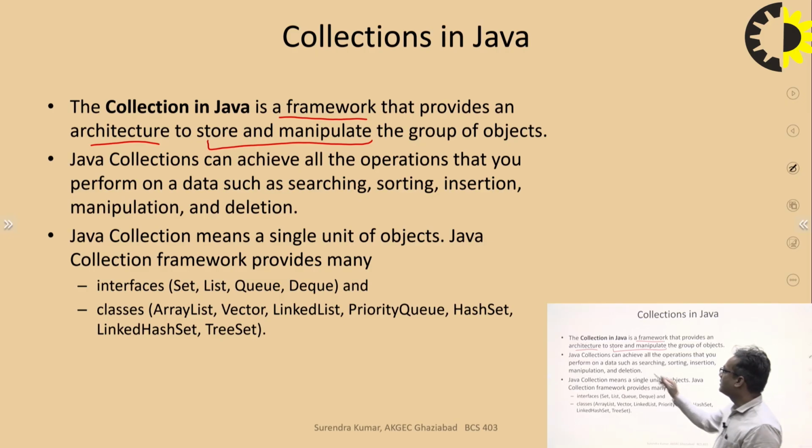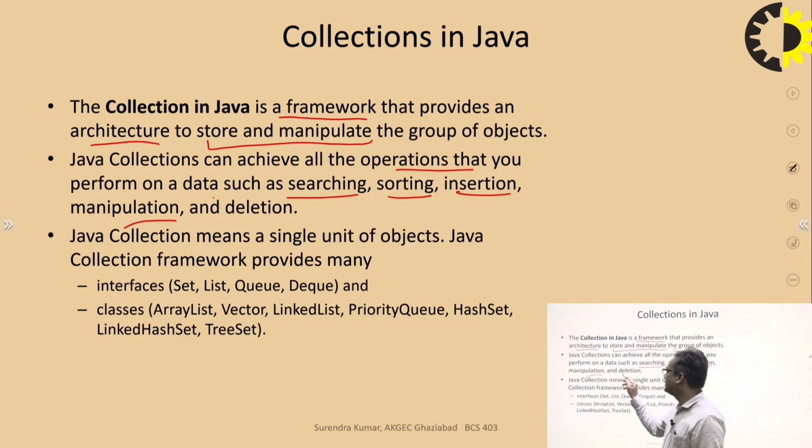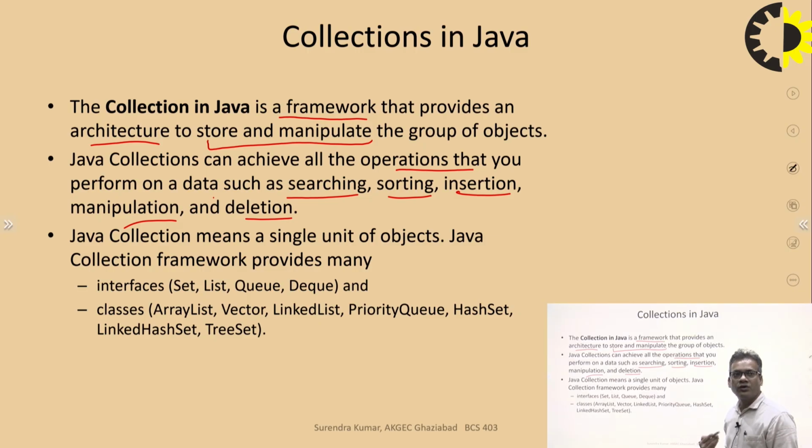So Java collection can achieve all the operations that you perform on data, such as searching, sorting, insertion, manipulation, deletion. So all kinds of operations you can achieve with Java collections. So Java collection means a single unit of objects. That is, Java collection framework provides interfaces that may have set, list, queue and dequeue data structure.